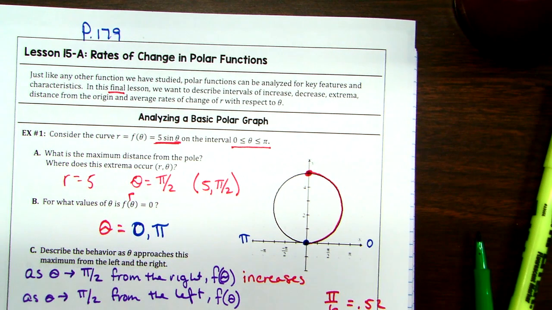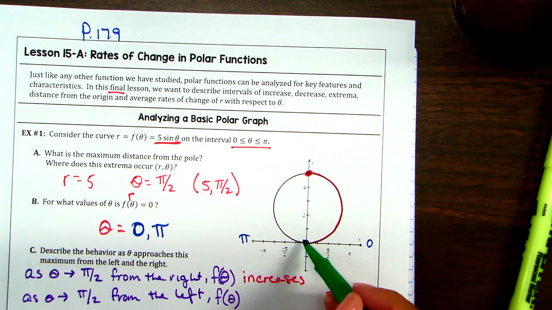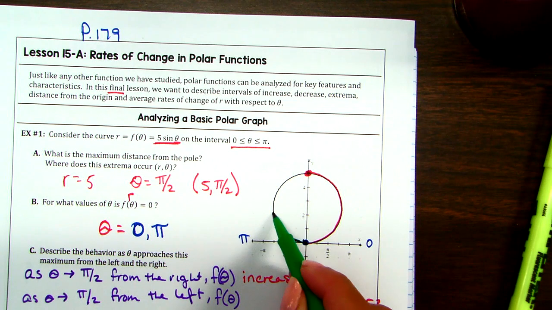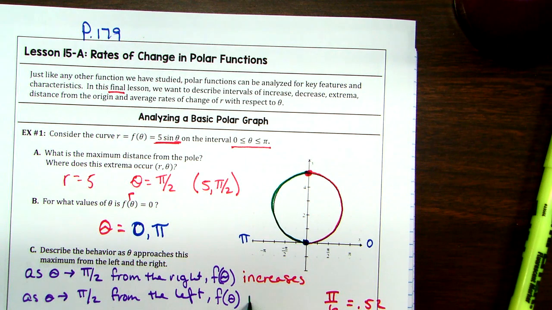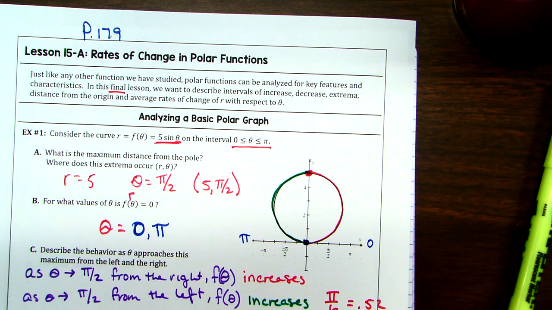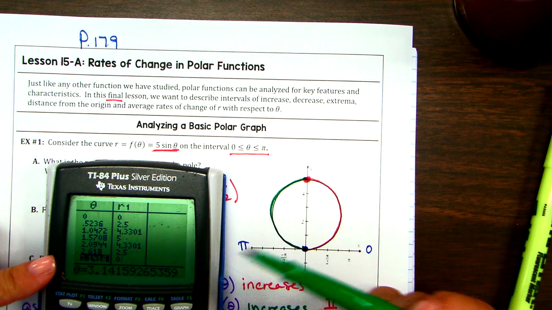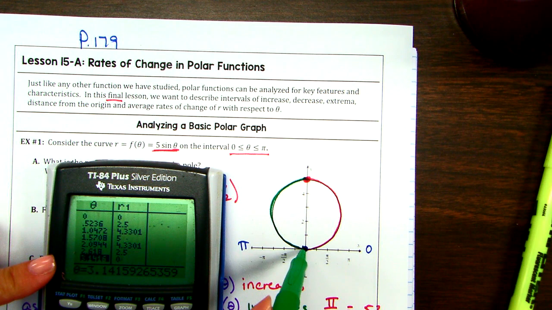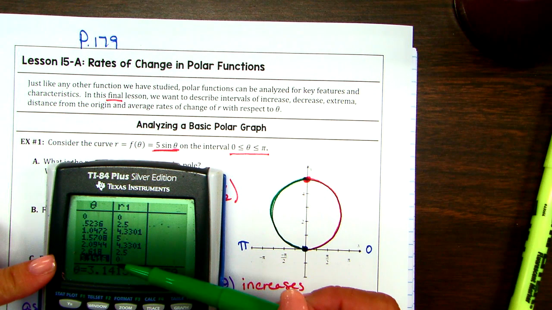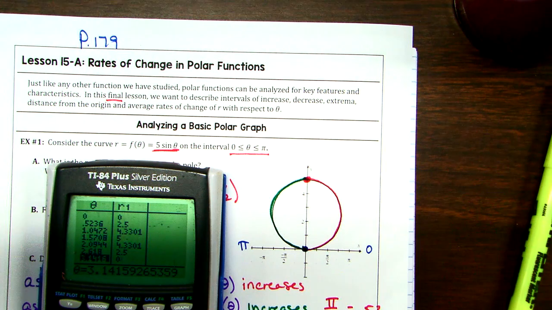Now, on the other side, as theta approaches pi over 2 from the left, so starting here and going up, are we increasing or decreasing? We're increasing as well. Okay? And you can tell that from your table as well, but make sure you look at it in reverse, because we're starting at the bottom, at pi, because that's what this angle is. This is 0, pi, and then we're going this way. So 0, 2.5, all the way up to 1.5, we're getting bigger. So we're going this way, okay?